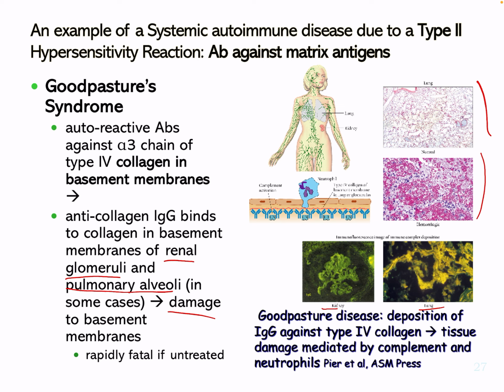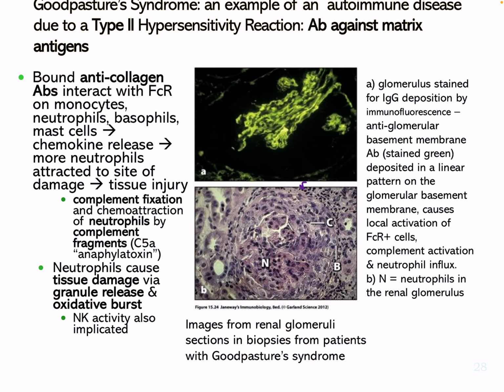In Goodpasture disease, we have the deposition of IgG against type 4 collagen. This causes tissue damage mediated by complement and neutrophils. This can be rapidly fatal if untreated, which is quite serious. We can see in Goodpasture's that the bound anti-collagen antibodies interact with the Fc receptor on monocytes, neutrophils, basophils, and mast cells. This results in chemokine release, which attracts even more neutrophils to the site of damage and causes even further tissue injury.